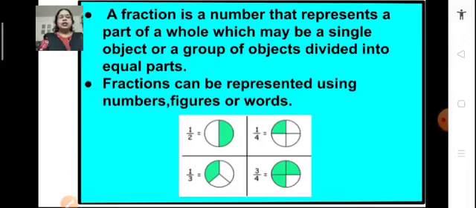Fractions can be represented using numbers, figures or words. Here we have shown a few fractions. First one, it represents half of the whole, 1 upon 2. Second one, the shaded part is 1/4. Third one is 1/3, 1 upon 3. And the last one is 3/4 or 3 upon 4. The shaded part is 3 upon 4 of the whole.